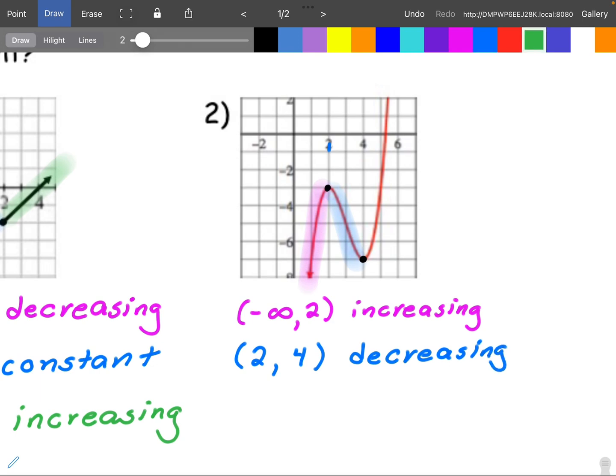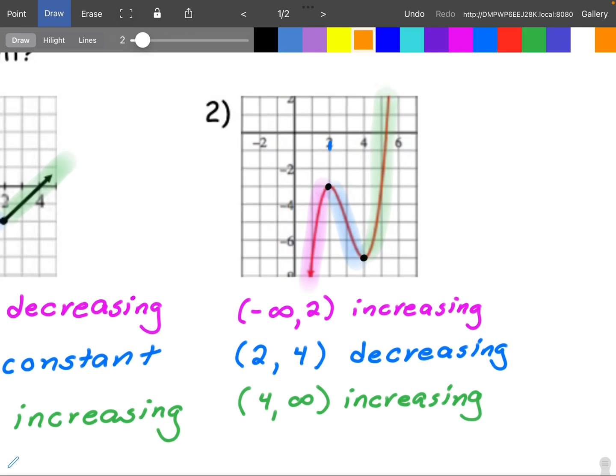And then from that point on, it is going to be going up, which is increasing. So from positive 4, so right here, x is positive 4, on to infinity, the graph is increasing. So when you are writing intervals for increasing, decreasing, or constant, make sure that your intervals are always using the x values.